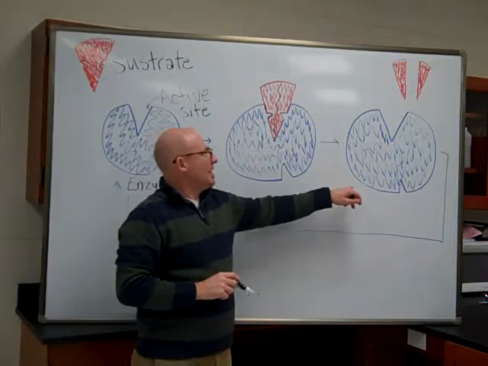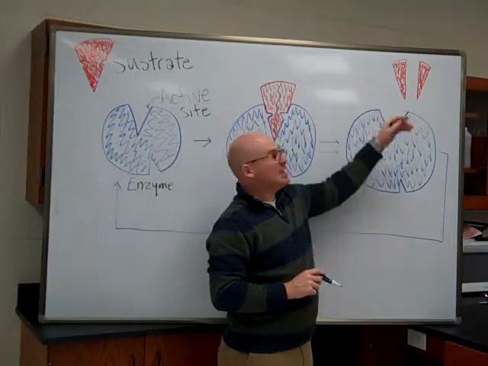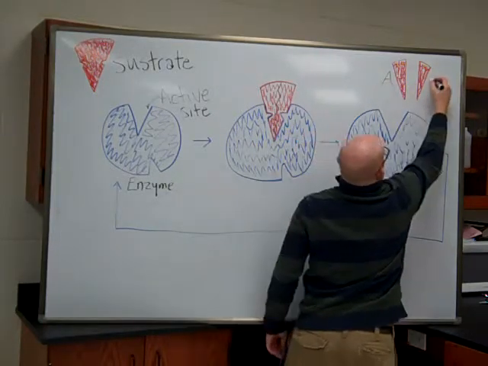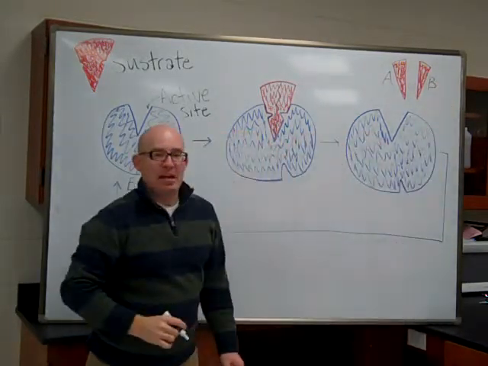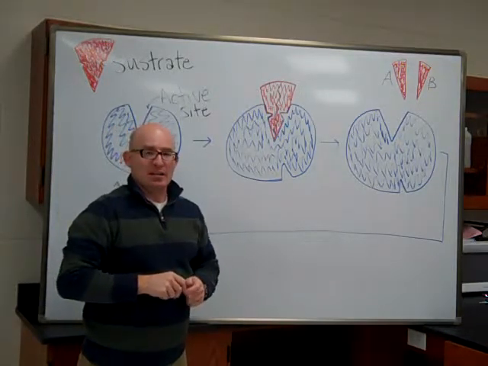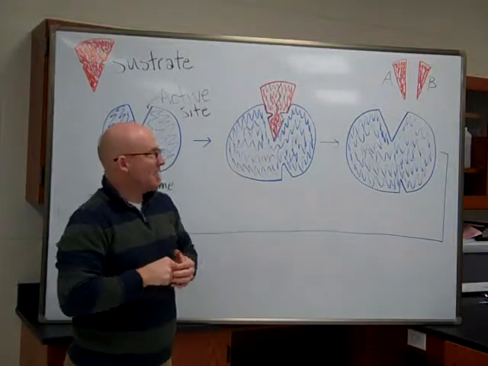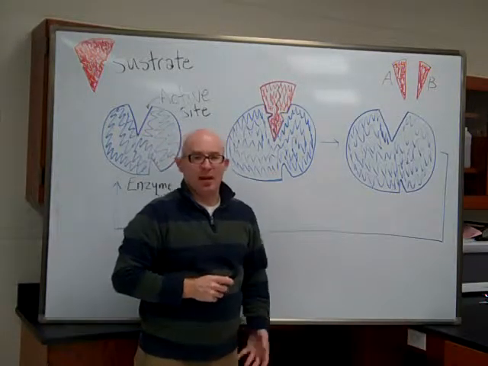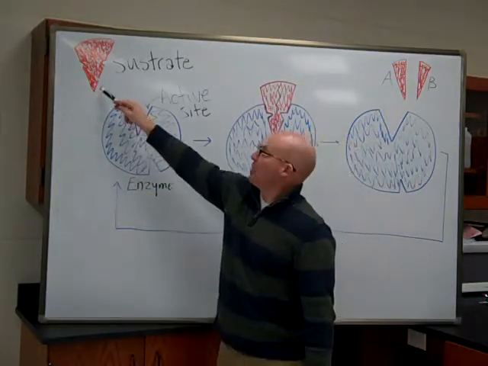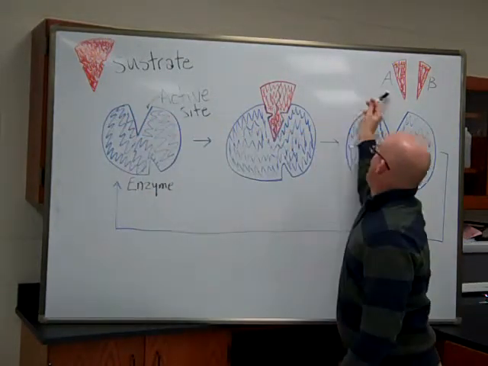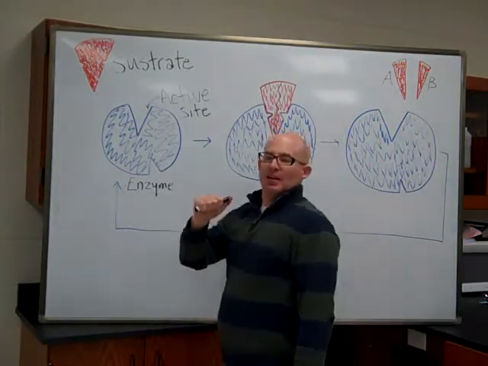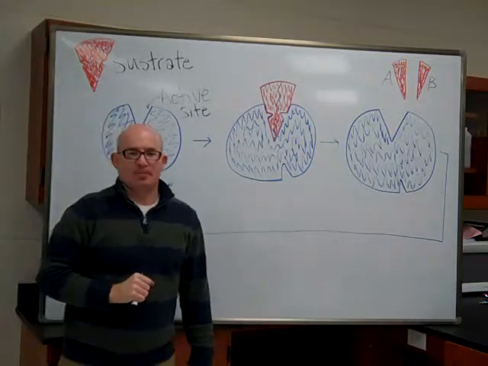And so in the end, the active site releases those two products, and I get product A and product B. They can go off and be used in the body for what they need to be used for. The enzyme does not get used up. It can actually go back to the beginning and interact with another substrate and break it down into two more products.